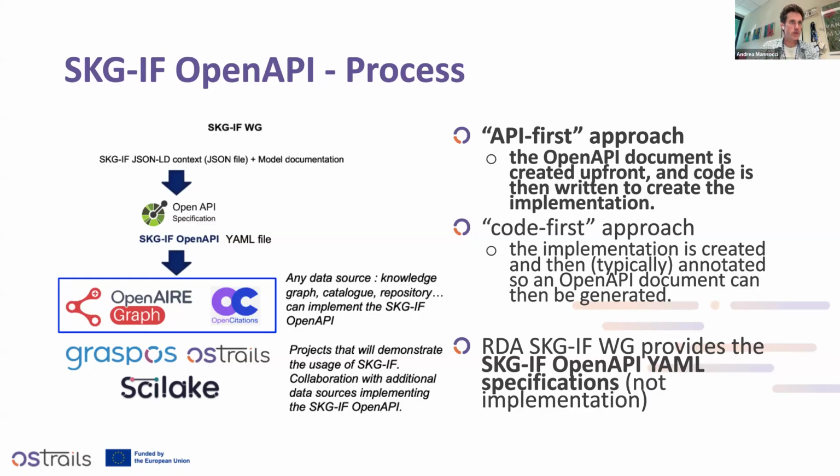For example, RaspOS, Ostrates, and Scilake, which are the first three main projects that are onboarding SKG-IF in their proposals in order to have a common shared format between the SKGs that are taking part of the project. But there are other two projects that I'm aware of. One is called Graphia, the other one is called Lumen, which are willing to, or they are exploring SKG-IF as the common language for achieving interoperability.